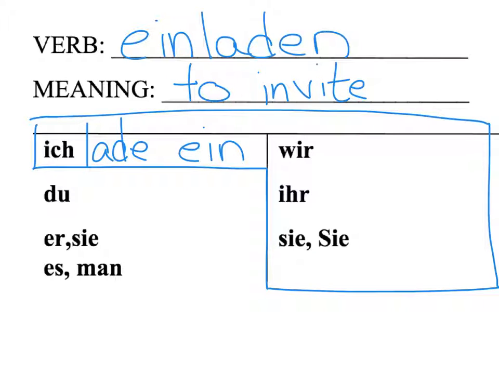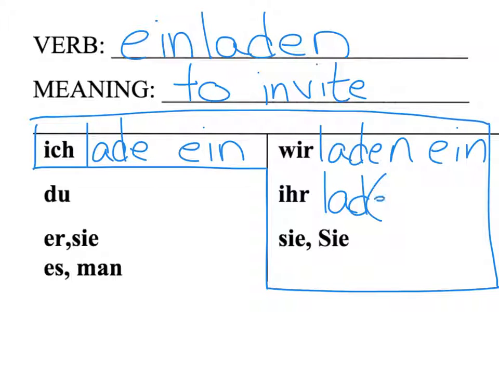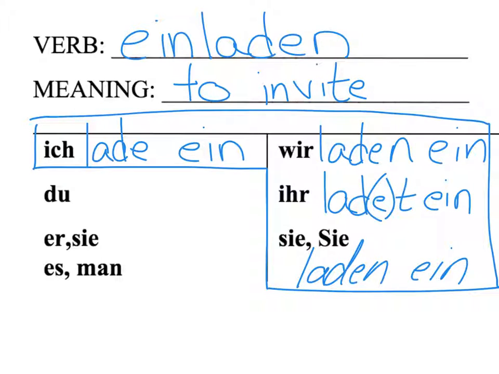Then we'll go to the right side. Wir laden ein. Okay. Ihr is going to be what? Lad ein. Sometimes with the E in there. Remember, this is a weird optional E thing. And Sie? Laden ein. Does the E change anything or not? Nope. It's just one of the very, very few verbs that you'll hear it both ways. Lad ein and ladet ein. I think ladet ein is easier to say, but you'll hear it both ways.